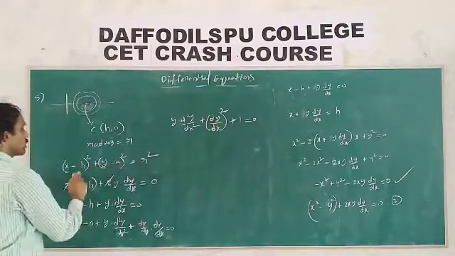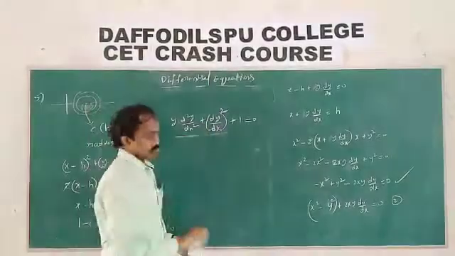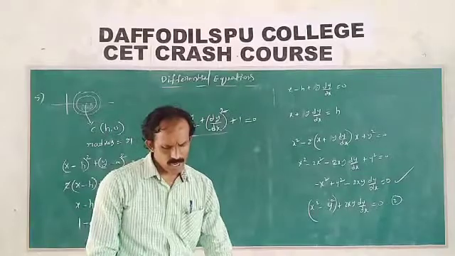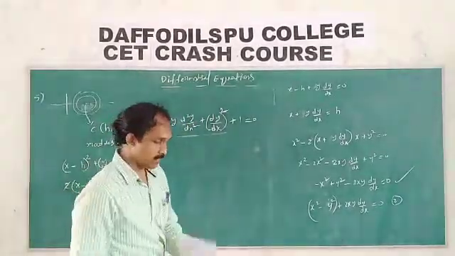So here there are two constants, h and r, so we differentiate 2 times. Then this is the answer. Y into d square y by dx square plus dy by dx whole square plus 1 is equal to 0. Fourth option is the correct answer.